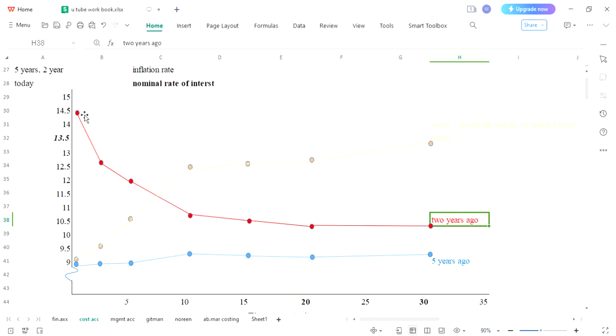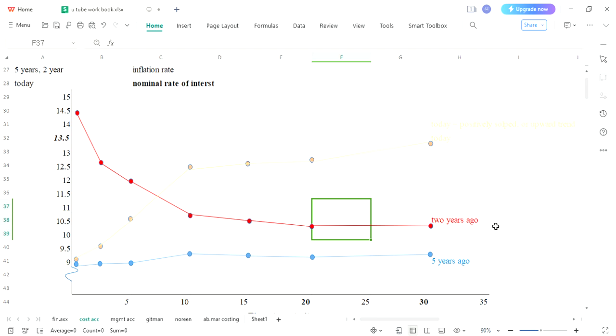Now you will see what trend we are having for 2 years. Look, the first point was at 14.5 and rates are continuously dropping till the 10th year, and after 10 years it is still dropping, but the rate of decrement is less than from the first year to the 10th year. In general it is continuously decreasing.